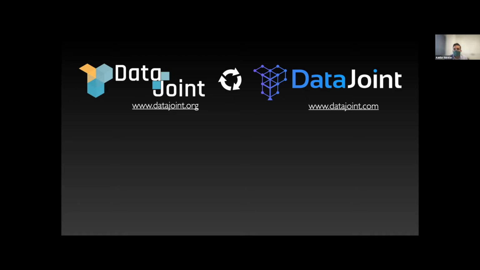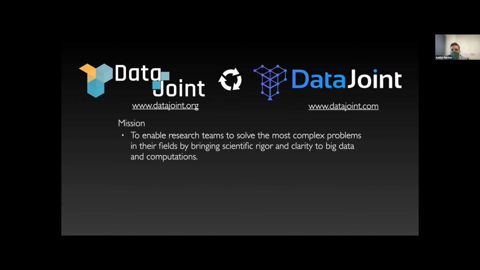And so at DataJoint, we're a group of largely engineers and scientists, and we're driven by this core mission to enable research teams to solve the most complex problems in their field by bringing scientific rigor and clarity to big data and computations. As an aside, you'll notice that the word neuroscience is not in here, because our DataJoint framework can be applied to really any scientific workflow, which is really nice that it's extensible in that way. We have focused on neuroscience entirely since our inception of the company, because the co-founders and everyone since then are neuroscientists by training.